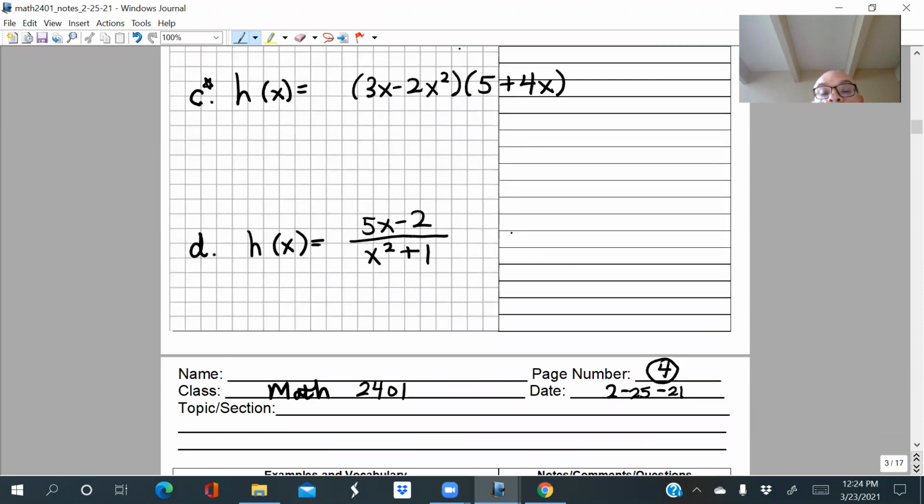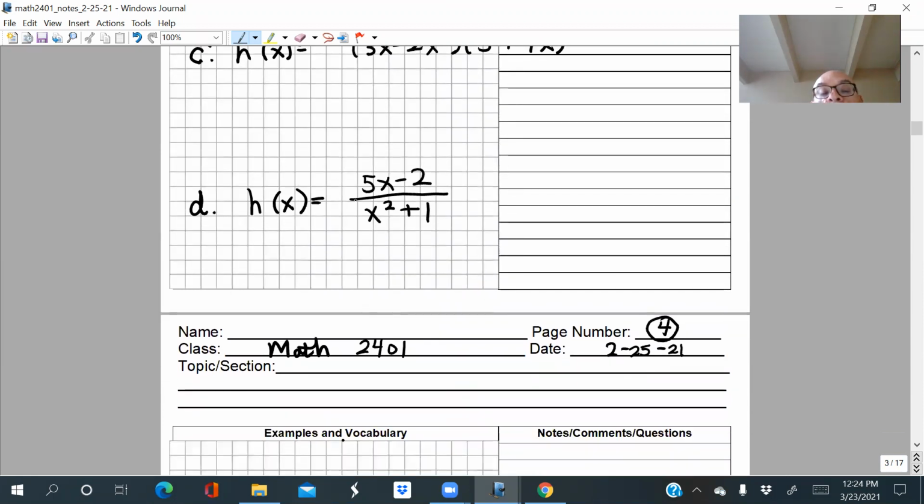Well, here's the original example that we started with, I think. So suppose we have this function, h of x is 5x minus 2 over x squared plus 1. So there you have the quotient of two expressions, right? You have the expression on the top, 5x minus 2, divided by the expression on the bottom, x squared plus 1. All right, so according to my quotient rule, what's the derivative going to be?